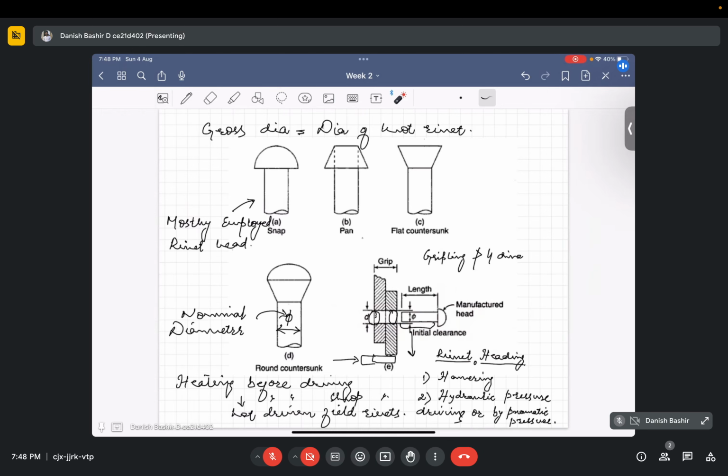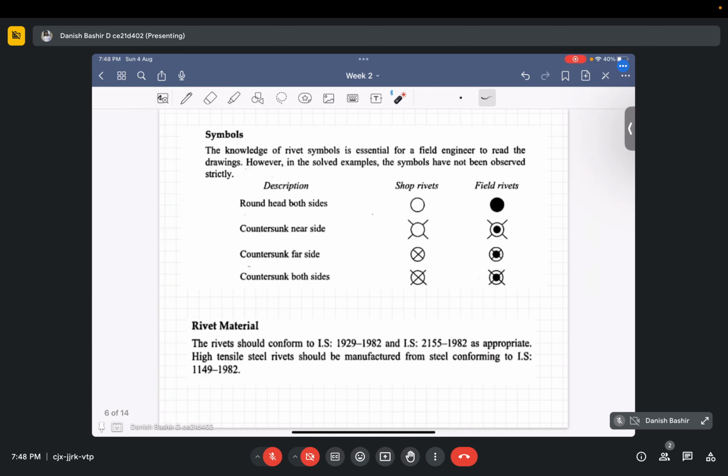Moving forward, these are the basic symbols that are used in riveting. The knowledge of rivet symbols is essential for a field engineer to read the drawings. However, in some examples the symbols have not been observed strictly. Description: shop rivets and field rivets.